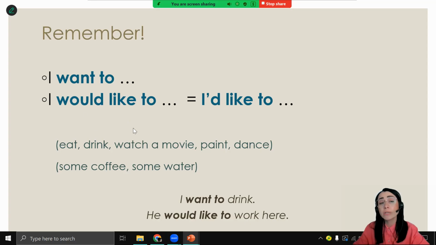We use would like to express our feelings, our wish to do something, our desire to do something. Want to is more direct, not very polite, but I would like is a very polite form of I want to. Imagine that you are at somebody's place and you want to drink. In this case, you can say, I would like to drink something. I'd like to drink something. I'd like a cup of coffee. I'd like to drink some water. This is a polite way to express your wishes, to express that you want something.